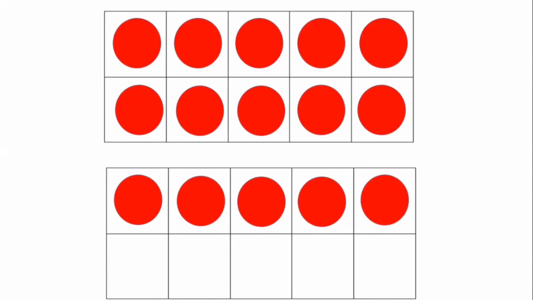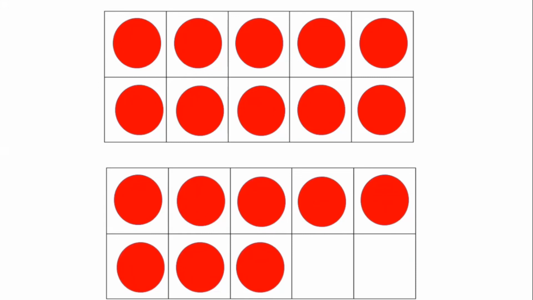15. Wow, that's what 15 looks like in 10 frames. 10, 6, 16. 10, 7, 17. 10, 8, 18. 10, 9, 19. And do you know what 10, 10 is? Well, two groups of 10, that equals 20. That's what 20 counters look like.